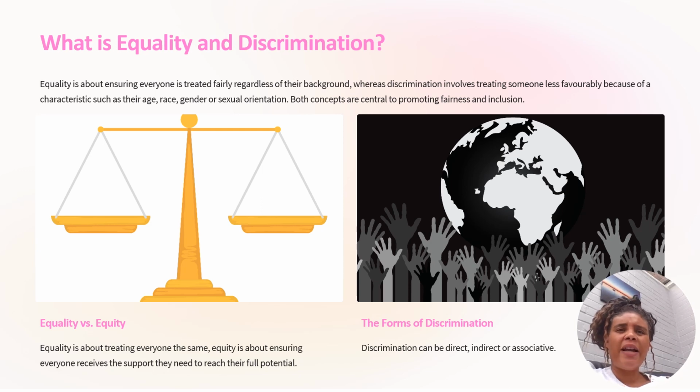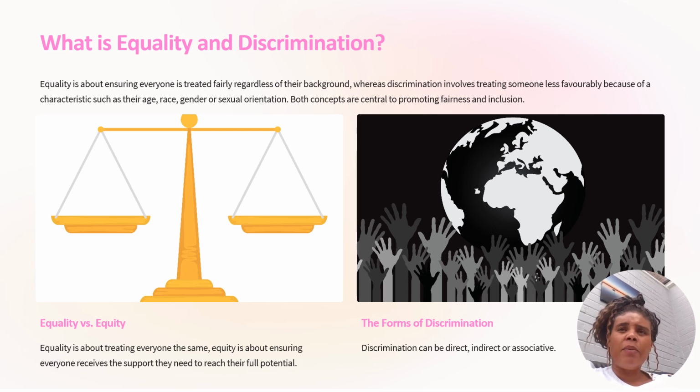Equality is about ensuring everyone is treated fairly, regardless of their background. And that looks at two things. It looks at equality and equity. So previously it was all about equality and how we can make it equal for everyone. But now we've moved past that and we begin to look at equity, which isn't about ensuring it's equal for everyone. It's to ensure that we support everyone to reach their potential no matter where they are.